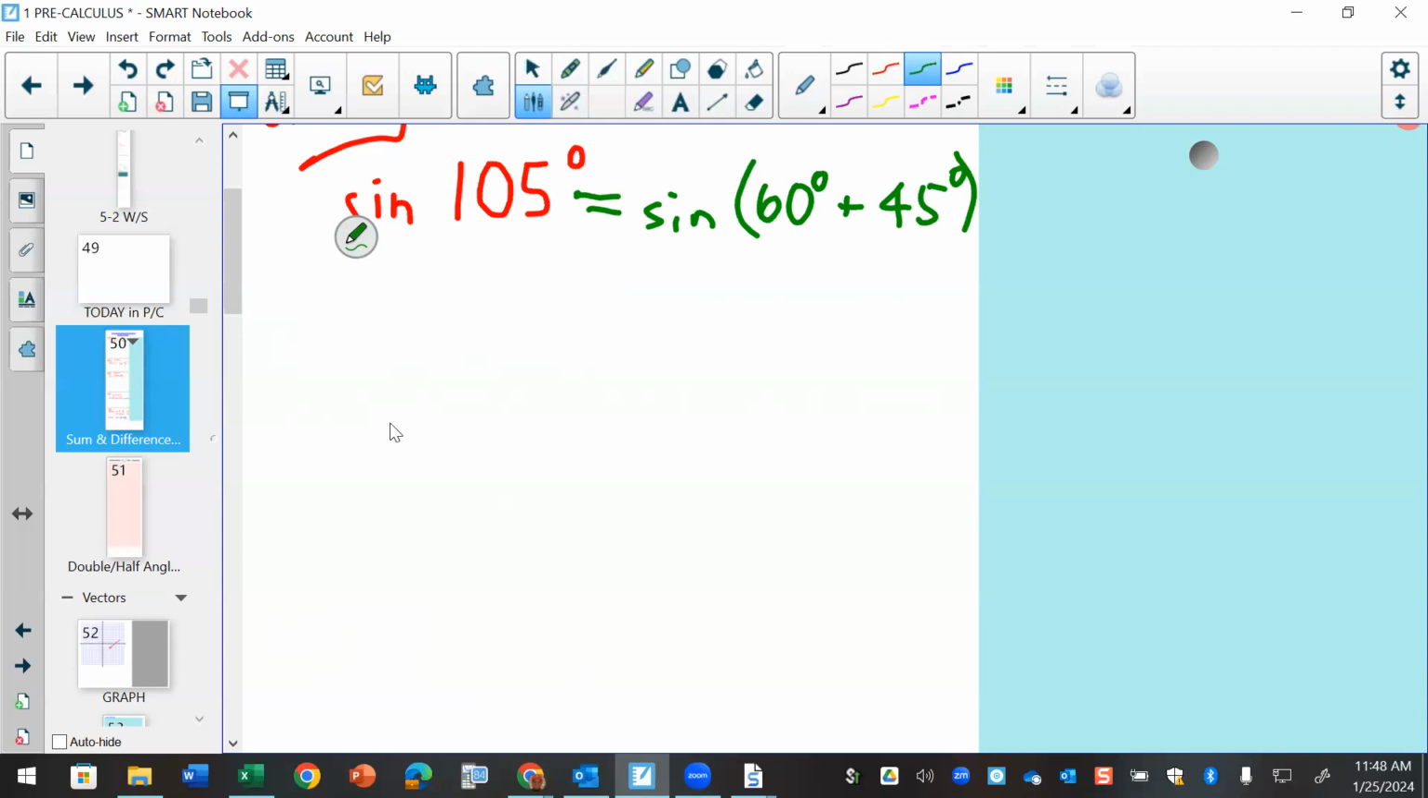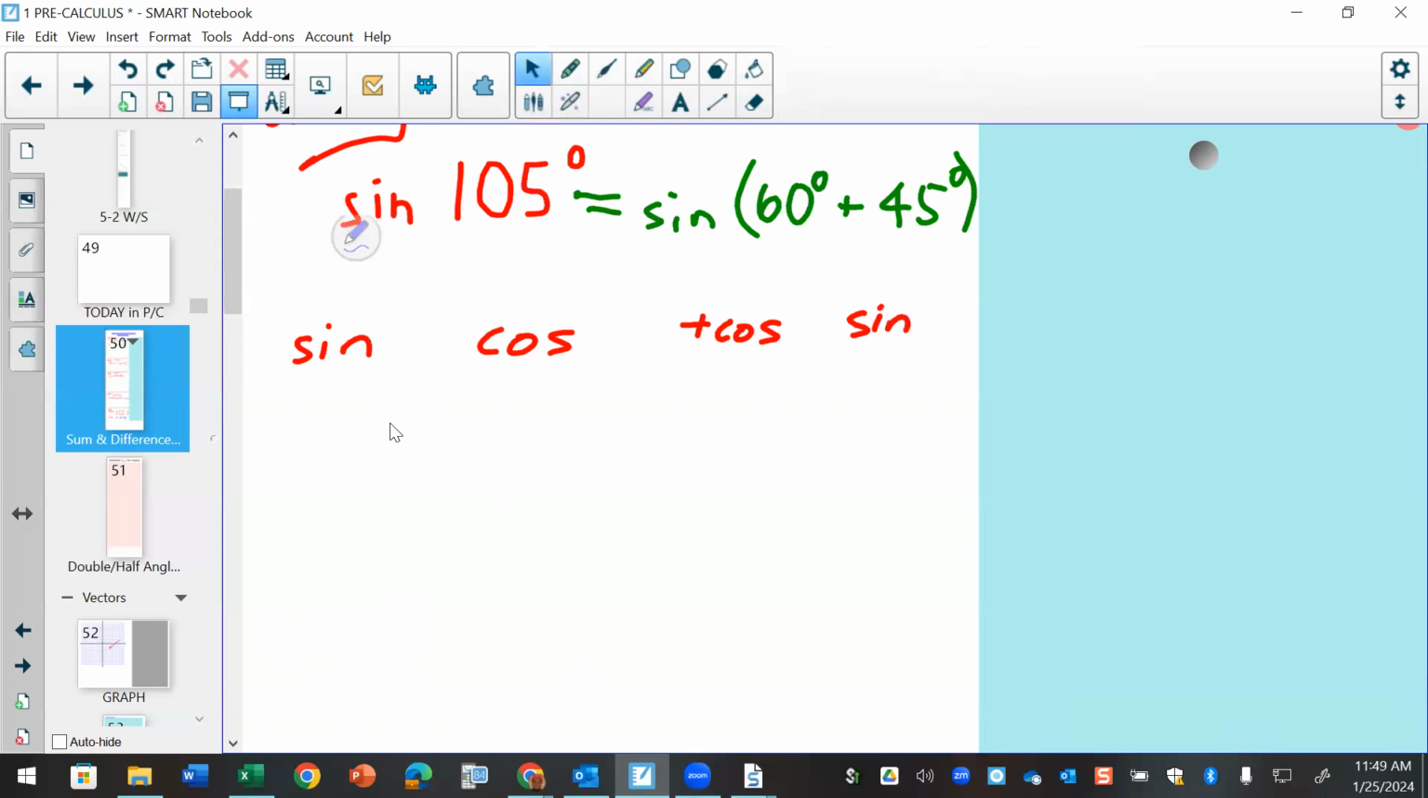So that's step one. Step two, go to gold sheet and find sine plus. Okay, and that was sine, cosine, cosine, sine, correct? Good. Yeah. So I write out sine, cosine, and then I don't change this sign. Cosine, sine. Okay, fill in the angles, 60 and 45.